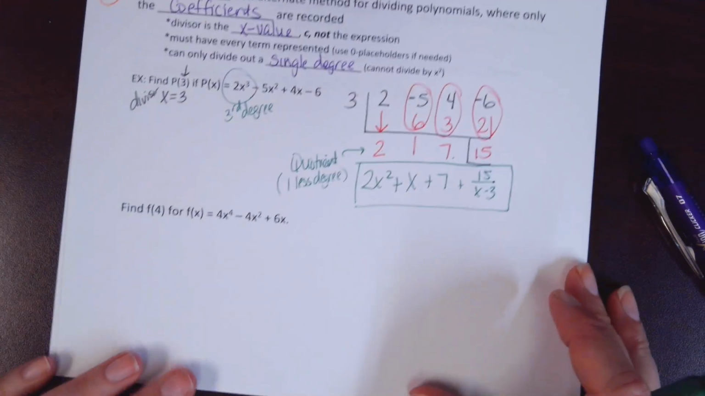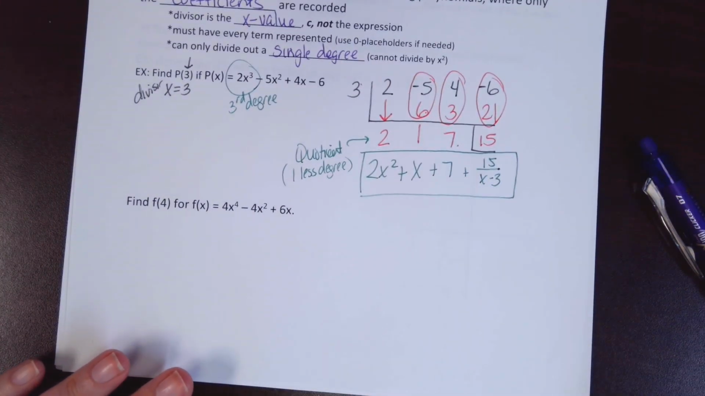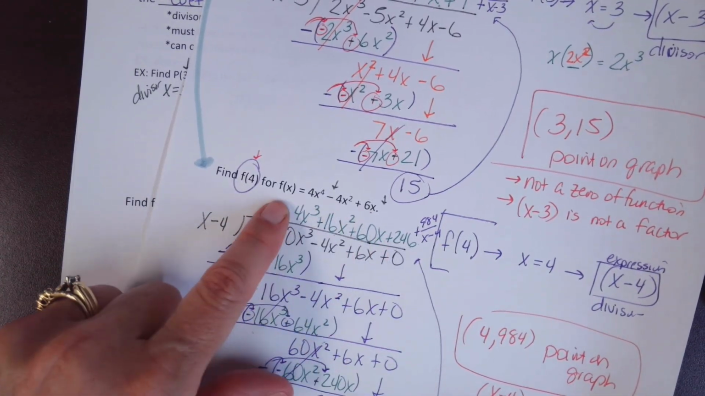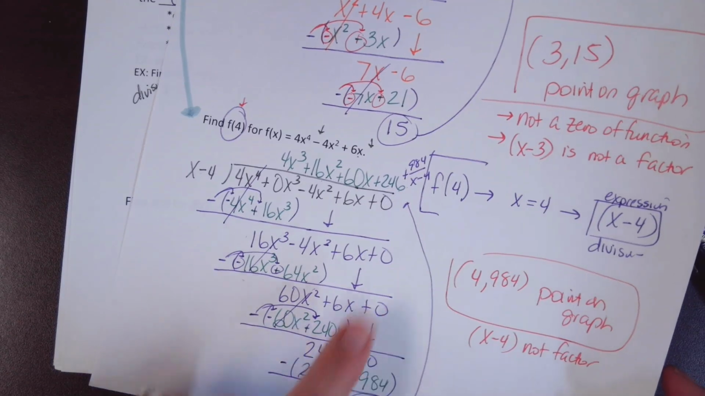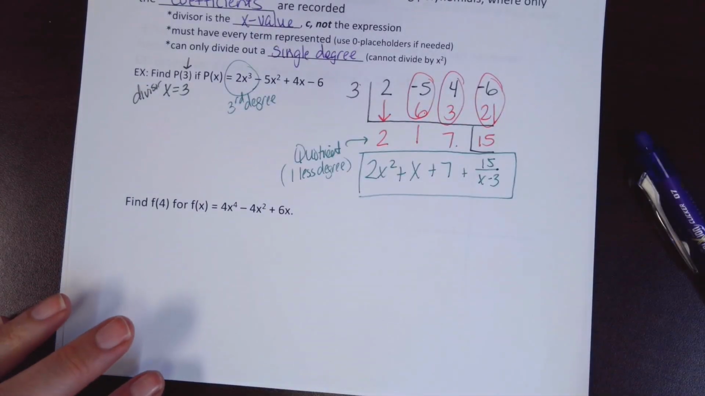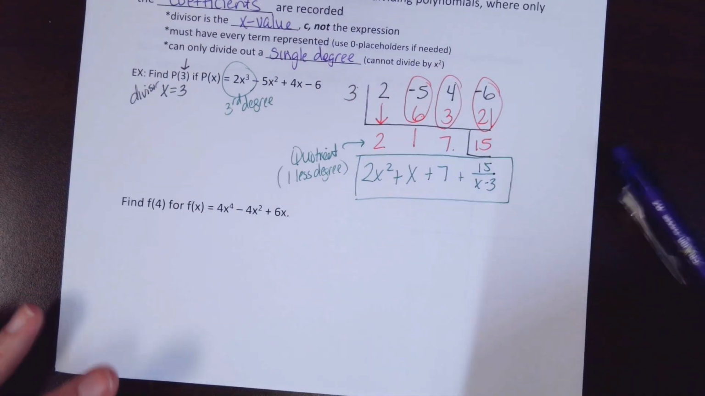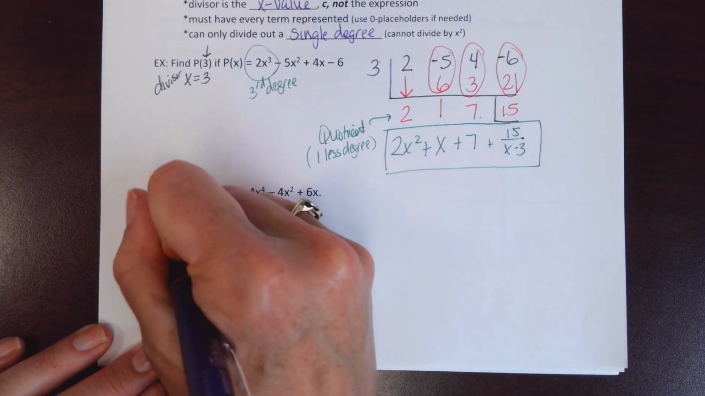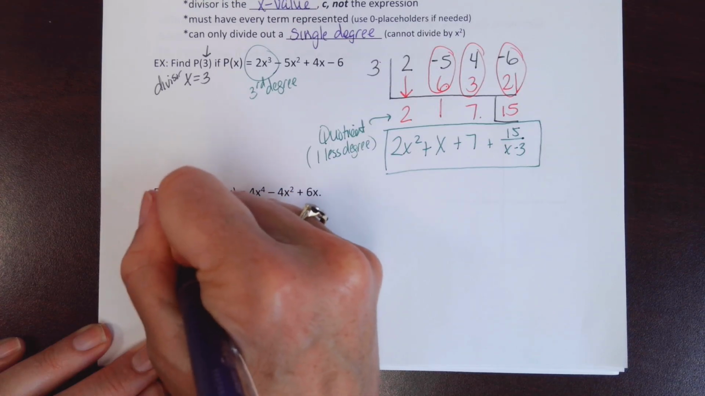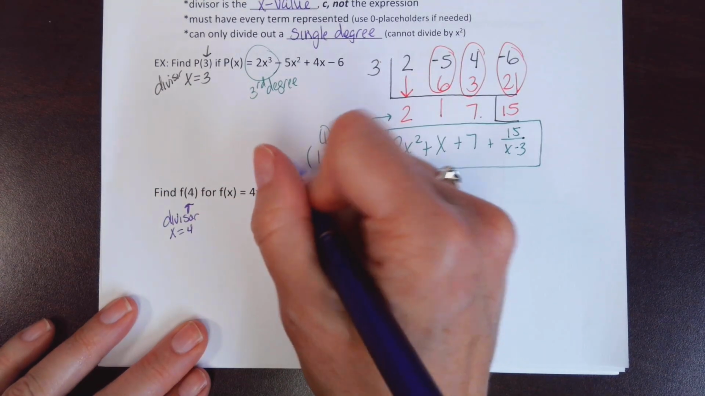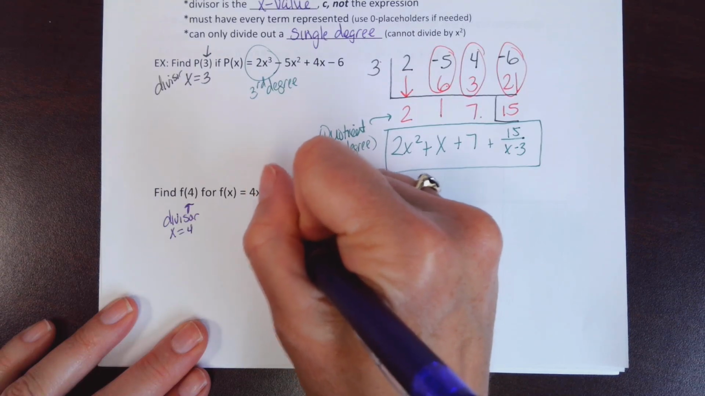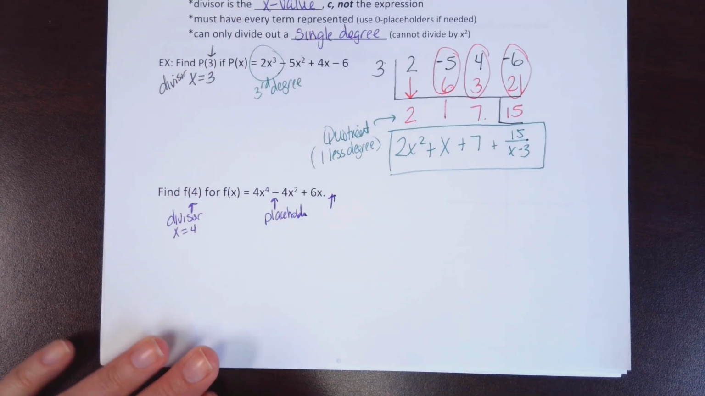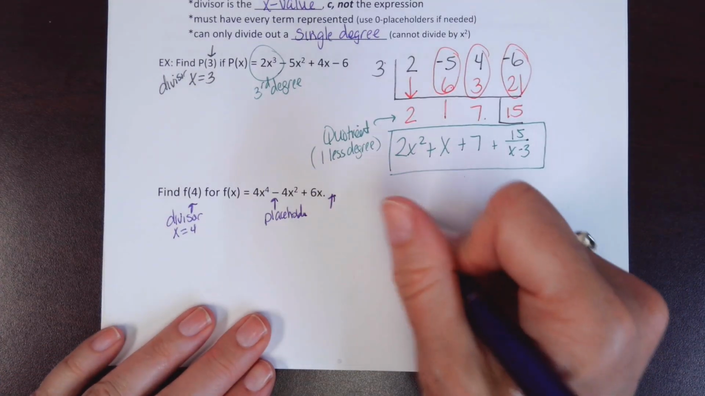Okay, let's go again. Once again, this is a problem you've already done. We did find f of 4 for this polynomial function with long division. So we know our answer. We know what solution we should get. Let's figure out if we can get there with synthetic division. There's our divisor. We need placeholders. Two placeholders. So let's set it up.